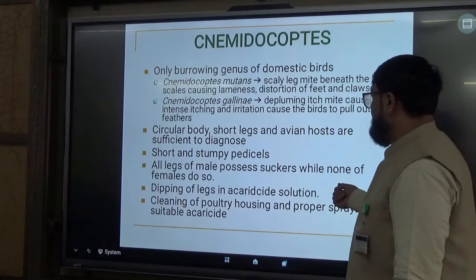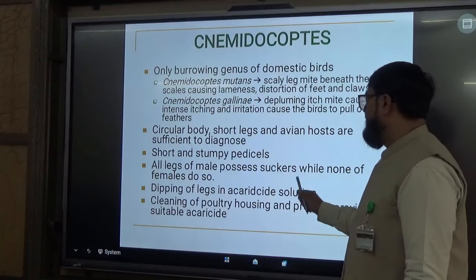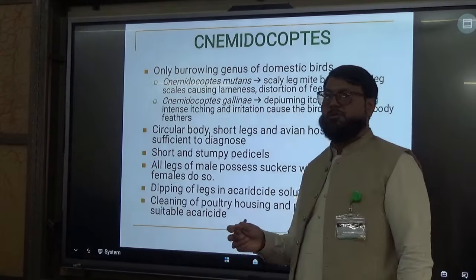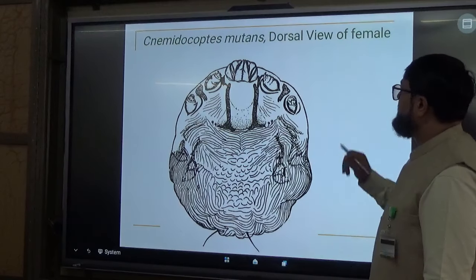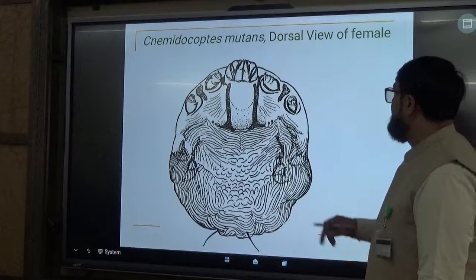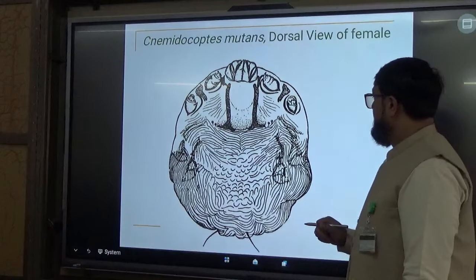So, how to control that? Dipping of the legs in an acaricide solution can help, and cleaning of the poultry housing and proper spraying with a suitable acaricide is also an effective strategy. This is how it looks. Look at the stubby appearance of the legs. Can you see where the legs are? These are very stubby over here. You cannot even see them.